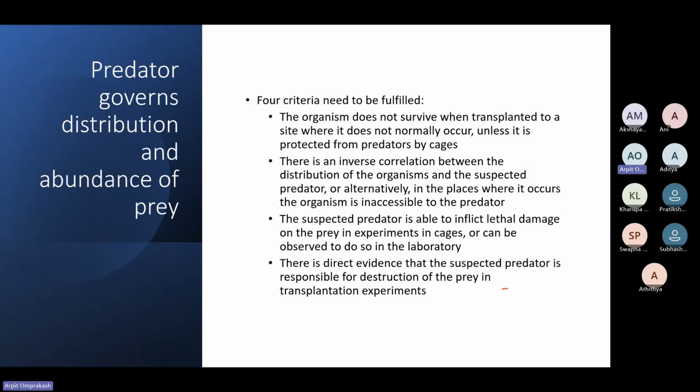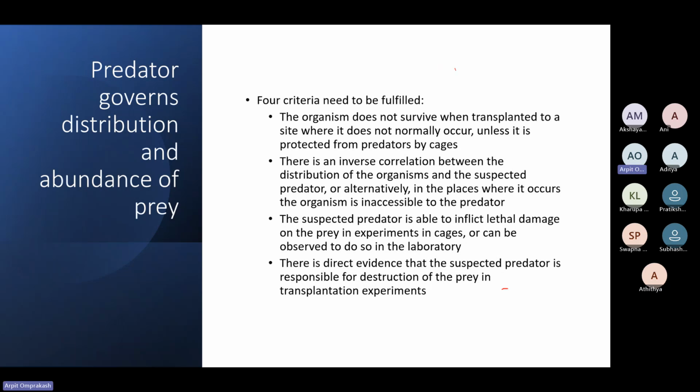The second thing is there is an inverse correlation between the distribution of the organism and the suspected predator, or alternatively, in the places where it occurs, the organism is inaccessible to the predator. So basically, this means the distribution of the predator and the prey are not overlapping. The areas where the prey is present should be inaccessible to the predator, and that's where the prey is thriving. And in the areas which are accessible to the predator, no prey is present.